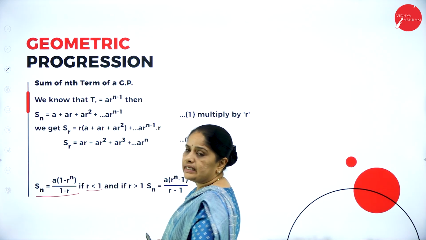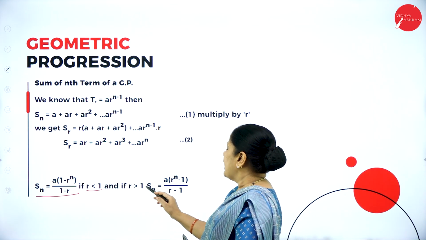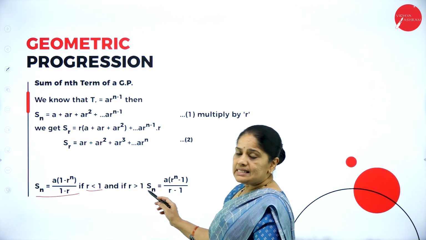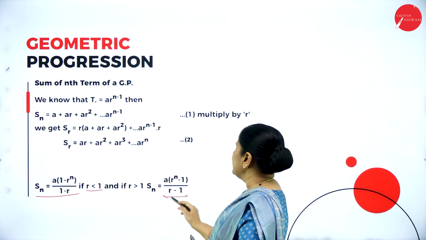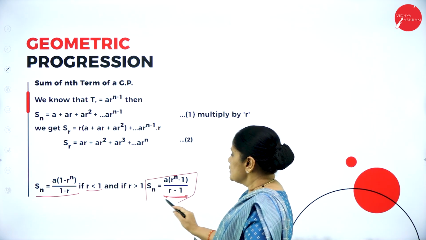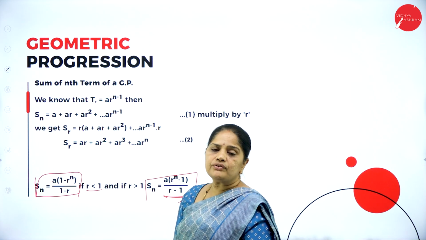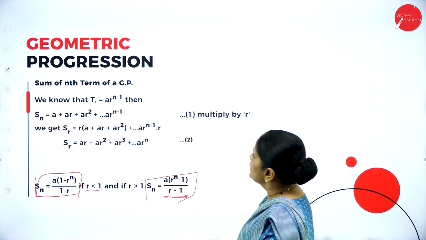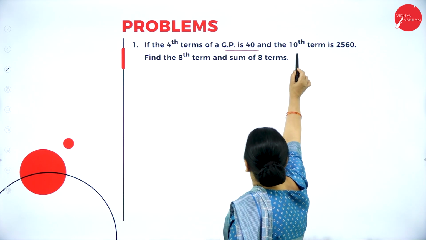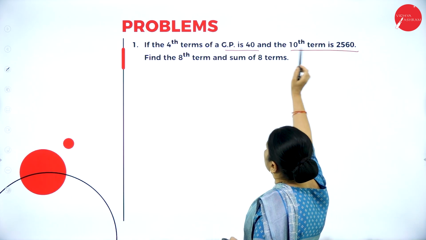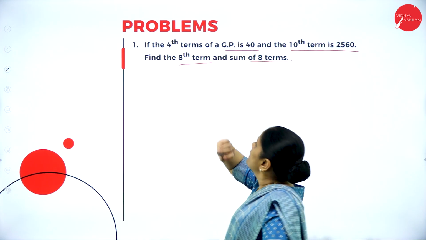If R is greater than 1 and if R is less than 1, Sn will be A into R to the power of n minus 1 divided by R minus 1. So we have to remember these two formulas if we have to find the sum of the progressions. Now, if the fourth term of a GP is 40 and the 10th term is 2560, find the 8th term and the sum of 8 terms.